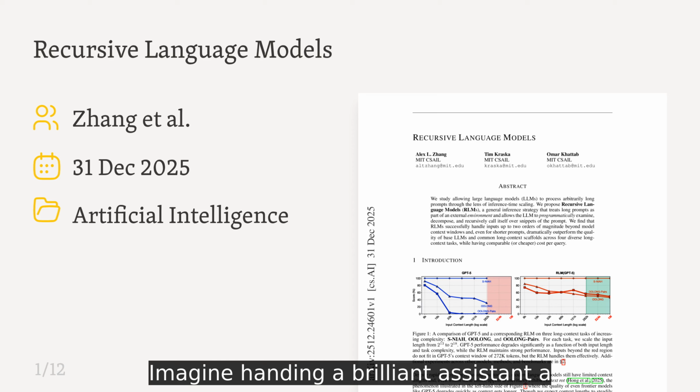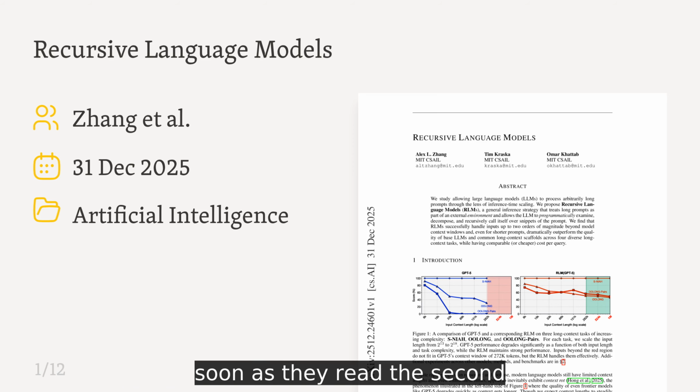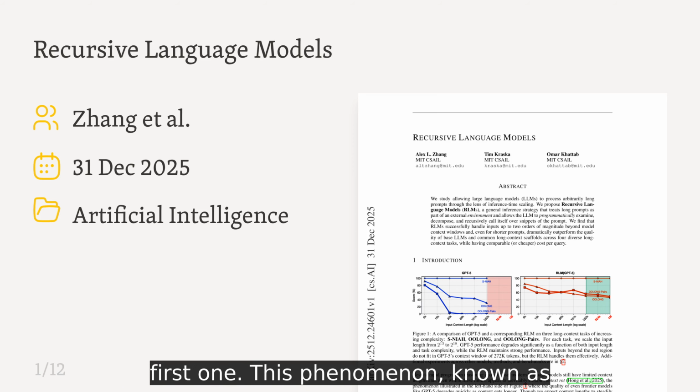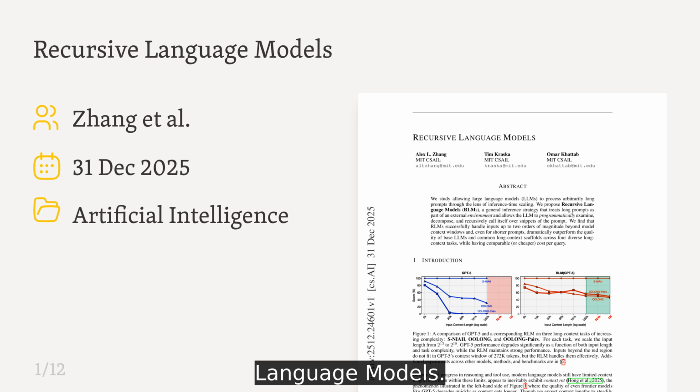Imagine handing a brilliant assistant a massive library of documents, but as soon as they read the second book, they completely forget the first one. This phenomenon, known as context rot, limits how effectively modern large language models can process massive datasets. Today, we explore how researchers at MIT CSAIL are solving this with recursive language models.